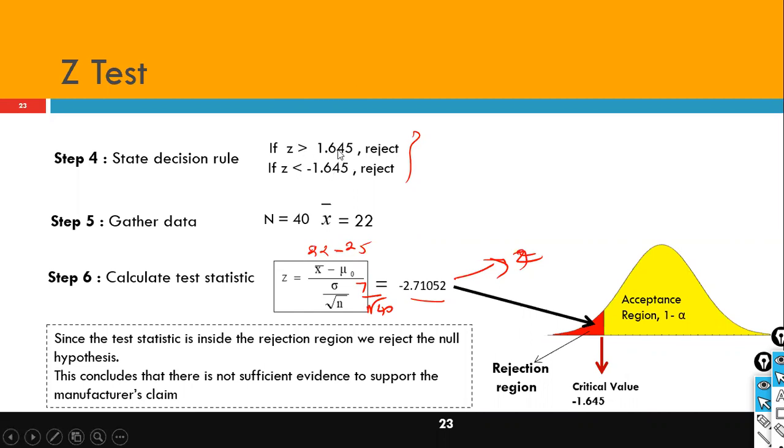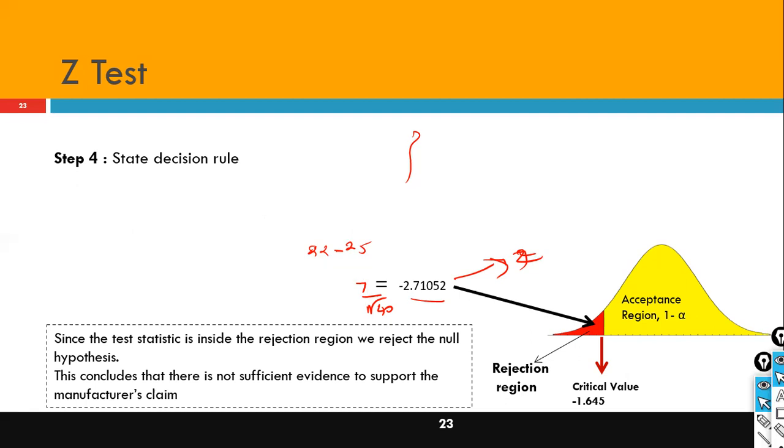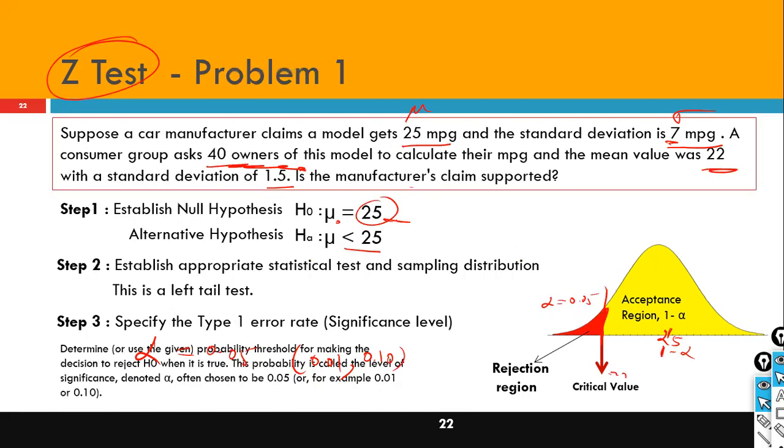If it is a right tail test, it is a positive value. If it is a left tail test, it is a negative value. Since the test statistic is inside the rejection region, we reject the null hypothesis. The z value is -2, and -2 is obviously less than this one, it is true. Hence it is falling inside the rejection region. Hence we reject the null hypothesis, and we conclude that there is not sufficient evidence to support the manufacturer's claim. We don't have sufficient evidence to support the statement made by the customer. So hence we reject the null hypothesis.